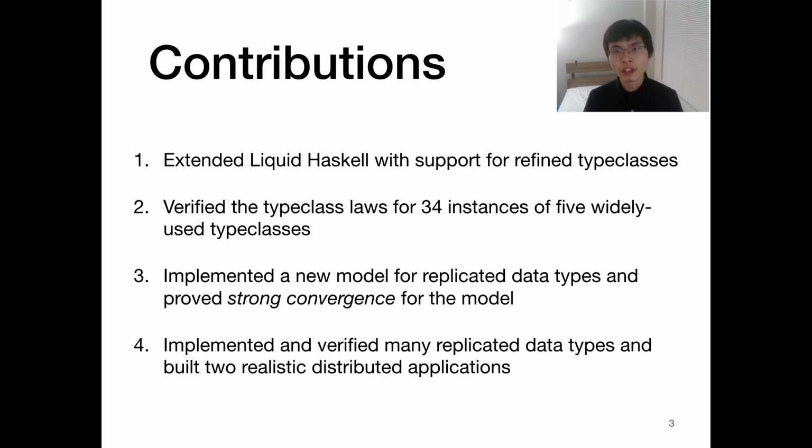In the process of seeking a solution, we ended up making the following contributions. We extended Liquid Haskell with support for refined type classes. We verified the Typeclass Laws for 34 instances of 5 widely used type classes. We implemented a model for replicated data types and proved the strong convergence property. Based on those data types, we built 2 distributed applications, an event calendar and a collaborative text editor. James and I will showcase these 2 applications near the end of this talk.